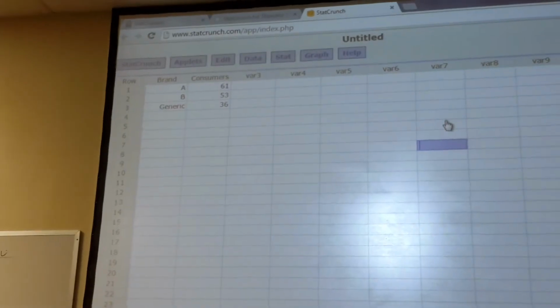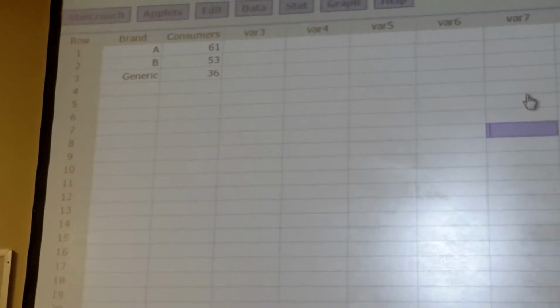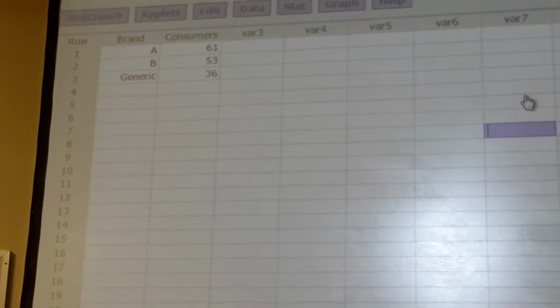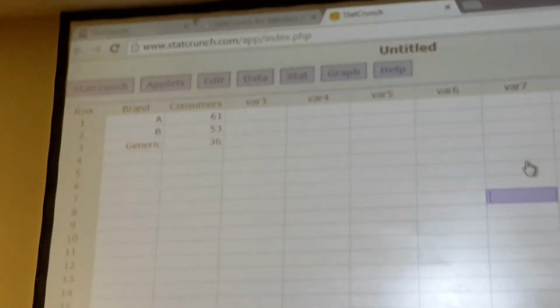Now, it certainly looks from our data here that there is some kind of brand loyalty or brand preference. 61 of our 150 consumers preferred brand A, 53 preferred brand B, and 36 preferred the generic store brand. But the question is, is that enough of a difference to hold true for the population? We're trying to make an inference about the population based on our sample here.